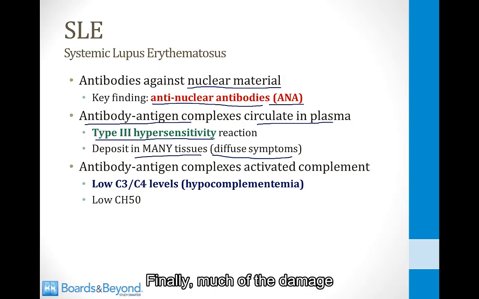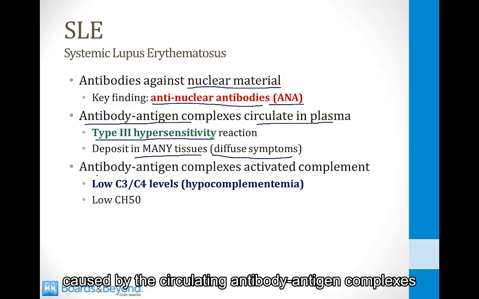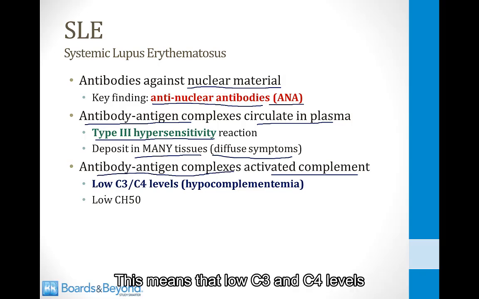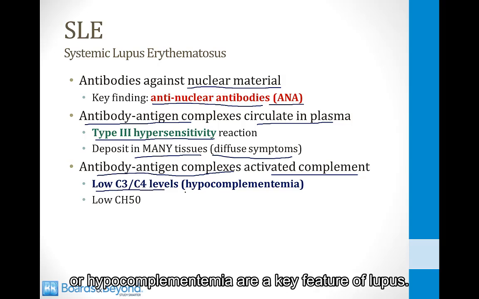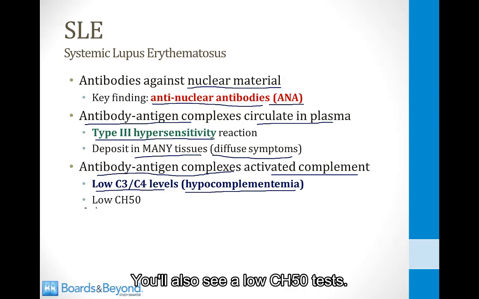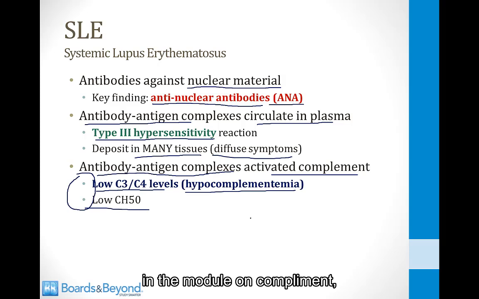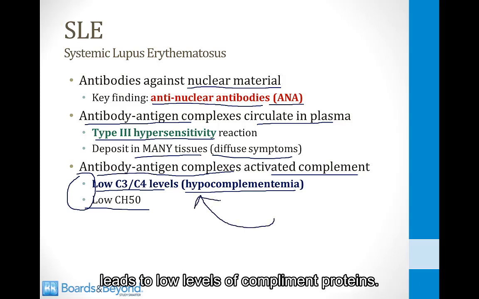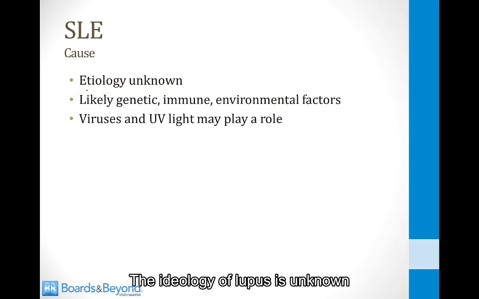Finally, much of the damage caused by the circulating antibody-antigen complexes that deposit in tissues results from activation of complement. This means that low C3 and C4 levels, or hypocomplementemia, are a key feature of lupus. You will also see a low CH50 test, and I talk about these two tests in the module on complement. But for our purposes here, I just want to point out to you that this pathophysiology leads to low levels of complement proteins. The etiology of lupus is unknown, and likely it's highly complex.